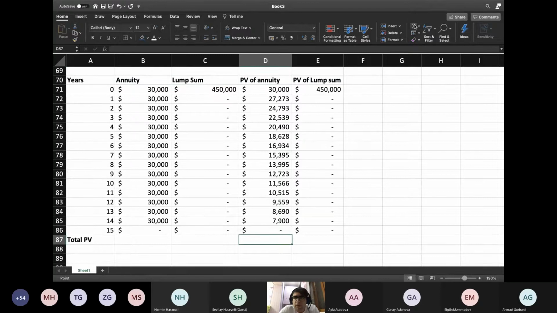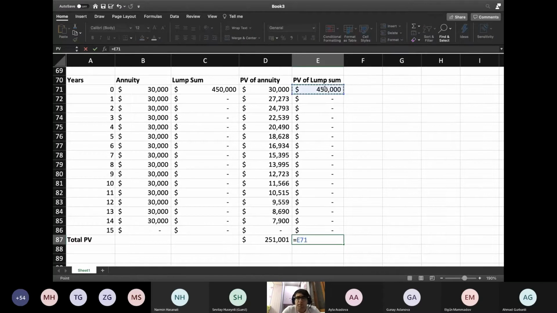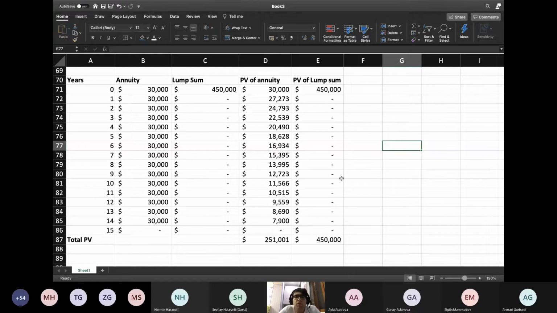We have a great formula, automatic summation. So the total present value is 251,000, and the present value of the lump sum is this amount. So the lump sum is greater than the annuity. As a result, Farida should go by the lump sum, receiving the lump sum today, because the annuity gives less present value. Also, we can do it like that for a present value calculation.